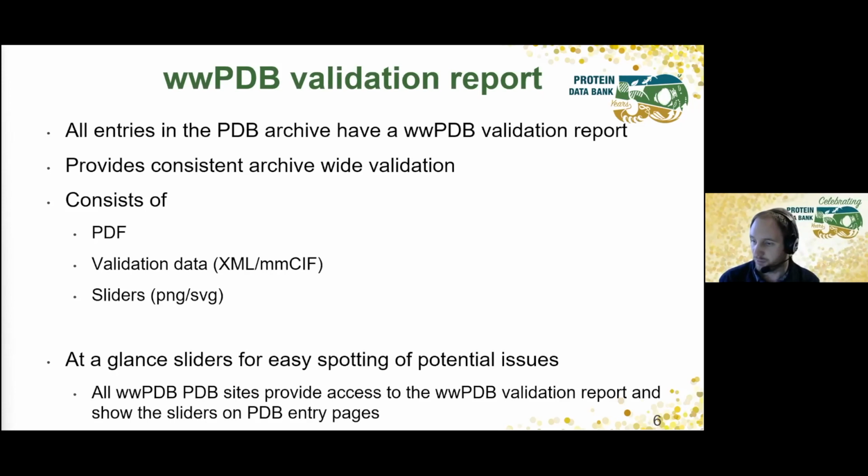These provide a consistent archive-wide validation view. What you have in the report is a PDF, which is freely available to download. We have validation data in XML and now in mmCIF format that's available for download and use programmatically. And we have some sliders in PNG and SVG format, which are used on our website, as I'll show you, and some external software uses them as well to tell you how good structures are at a glance. The sliders particularly are used for this at-a-glance view, and they really do highlight what's wrong.